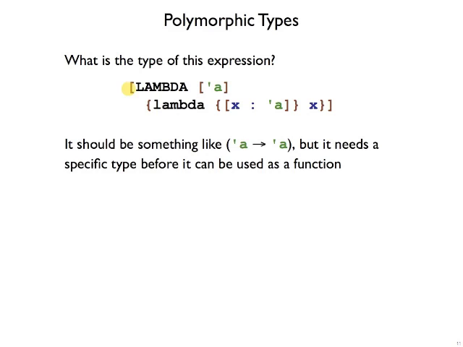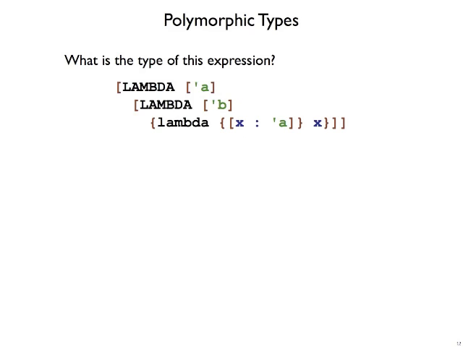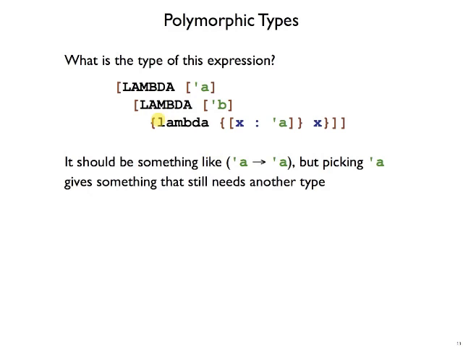For the type of the overall thing, we need to say, first you have to give me an alpha before I can give you a function back. Or you can even imagine 2 big lambdas wrapped around that function, which is again something like alpha arrow alpha for the type of this expression, but we need to say that you have to give me 2 types, an alpha and a beta, before you get that back.